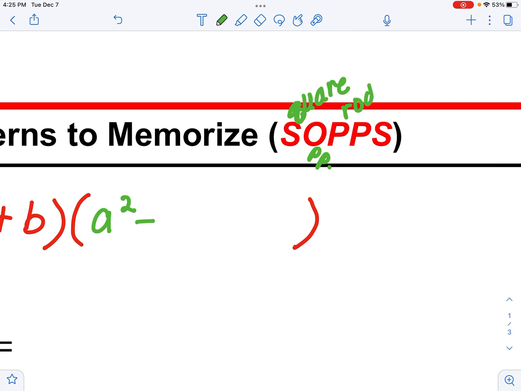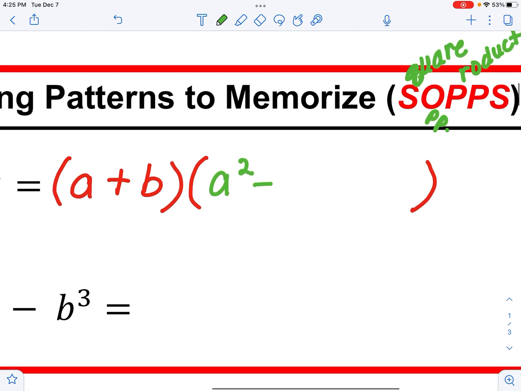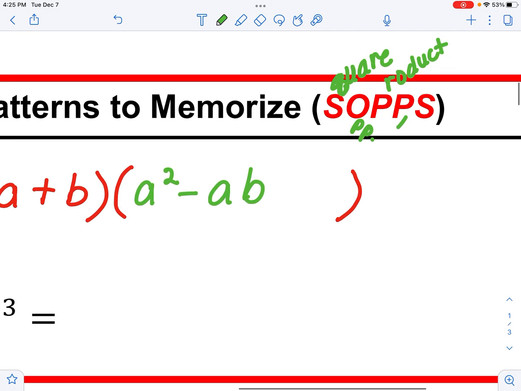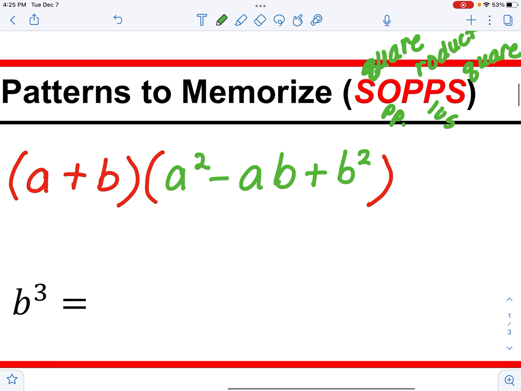This P stands for product, meaning multiplication. So you're going to multiply these two numbers. A times B is AB. This P stands for plus, because you're always going to use a plus sign. And then this S stands for square also, but now you're going to square the last term. So this is B squared. And that's what it factors to.